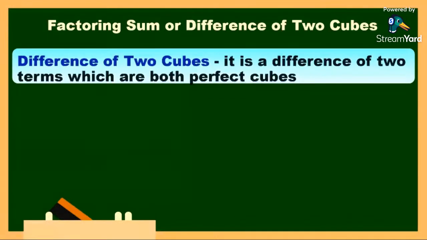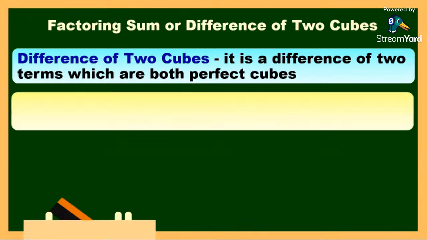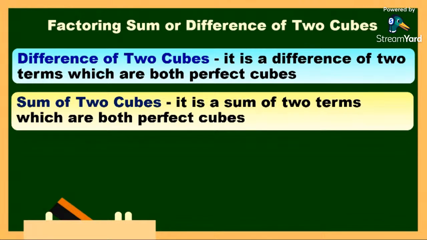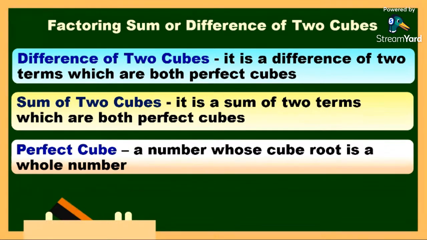Difference of two cubes is a difference of two terms which are both perfect cubes. And when we say sum of two cubes, it is a sum of two terms which are both perfect cubes. And perfect cube means it is a number whose cube root is a whole number. So, ito yung number na merong cube root at dapat ito ay whole number. Halimbawa ng number na perfect cube is 8. Ang kanyang cube root ay 2 kasi nga 2 times 2 is equal to 4 and 4 times 2 is equal to 8. Yan ang ibig sabihin ng perfect cube.